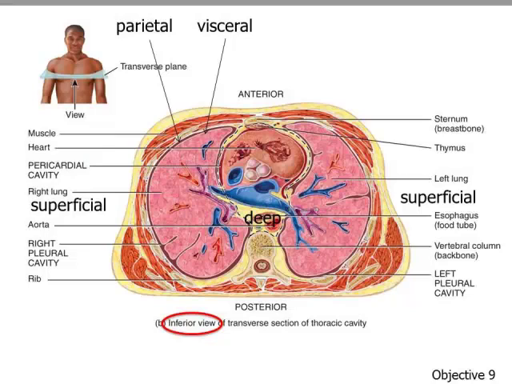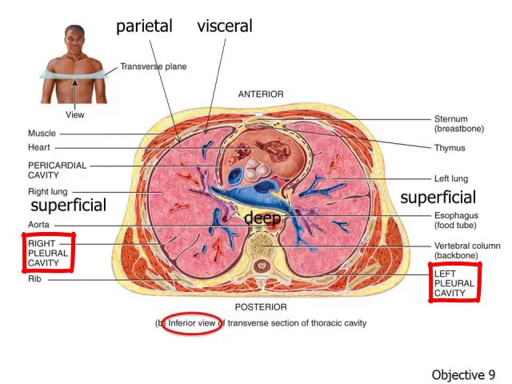The first of these cross-sections is figure 1.10 from your Tortora and Derrickson textbook, also reproduced in your study guide. In this cross-section of the thorax, we should be able to identify the pleural cavity. Remember that the pleural cavity contains the lungs, so when we see lung tissue, then it's surrounded by the pleural cavity. When we see heart tissue, it's surrounded by the pericardial cavity. Or more properly, the lungs lie within the pleural cavity, the heart lies within the pericardial cavity. We should then be able to identify the heart, the right lung, the left lung.